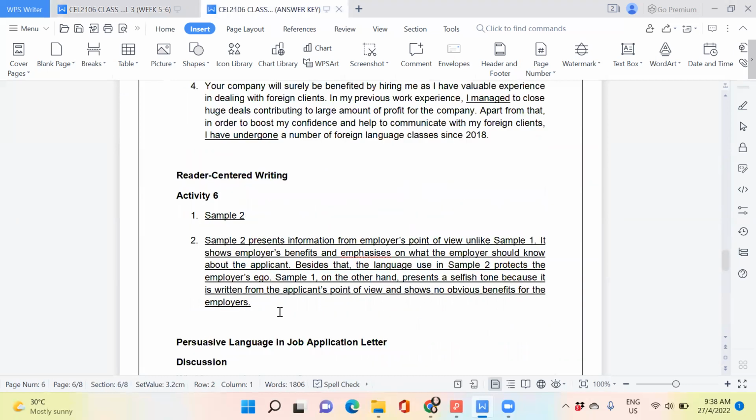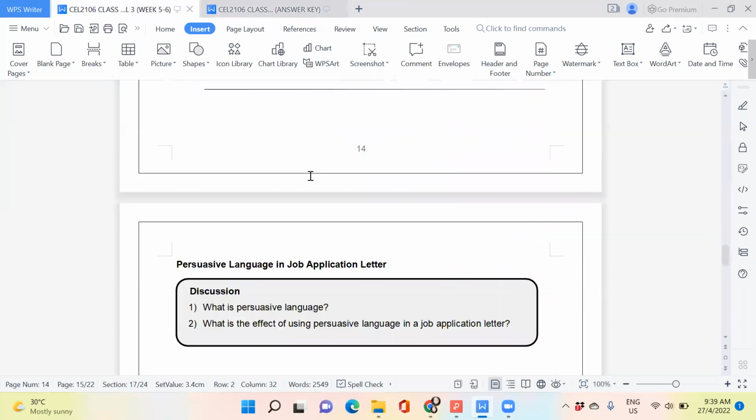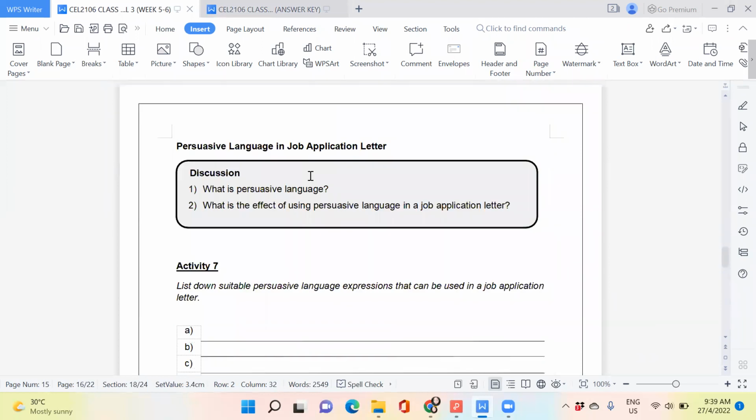So yeah, like I said, sample number one presents a more selfish tone because it is written from the applicant's point of view and it shows no obvious benefits for the employers. Okay, all right. So let's go to the next part. Now let's talk about persuasive language in job application letter.